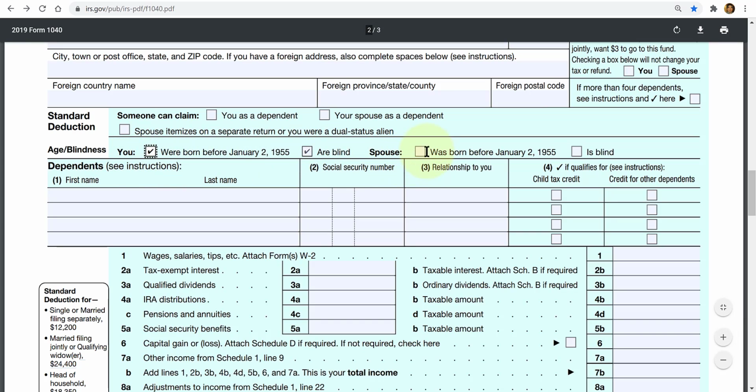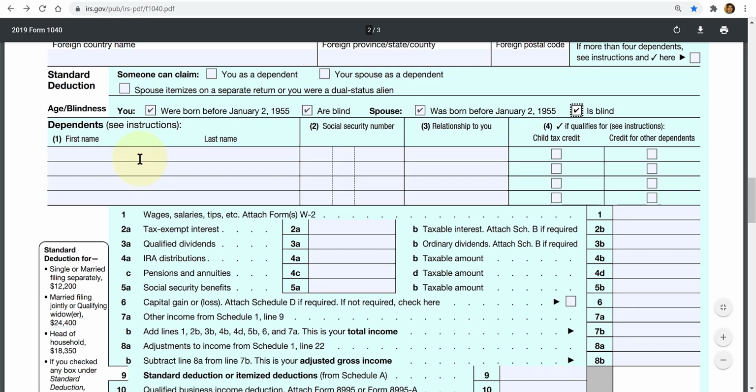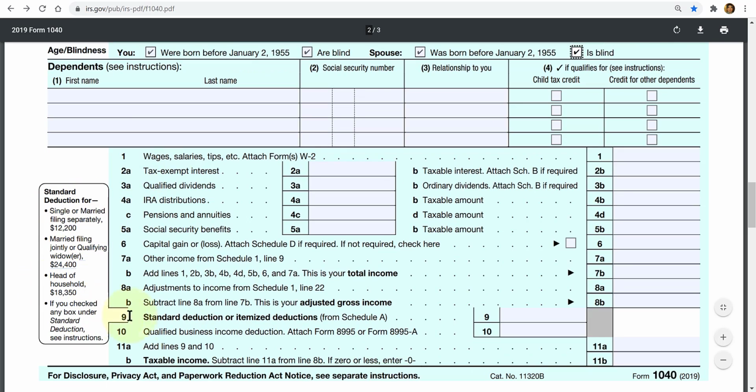And if you have a spouse filing a joint return, there can be even more standard deduction if the spouse is over 65 or blind. Okay, so the more boxes checked off here, the larger these amounts are going to be deducted here in line 9.